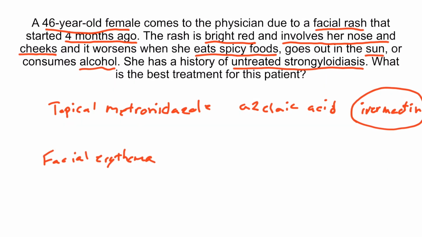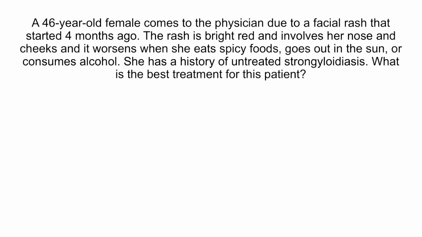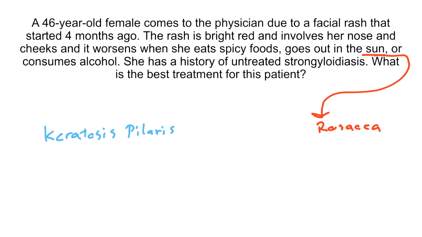Given their unique relationships with the weather, it's worth quickly comparing and contrasting the rash of rosacea with that of keratosis pilaris. The exacerbation of this patient's rash when she goes out in the sun is in stark contrast to the rash of keratosis pilaris. Keratosis pilaris is a rash that is often brought on by the cold, and it's most commonly seen in children as small papules appearing on the back and upper arm.